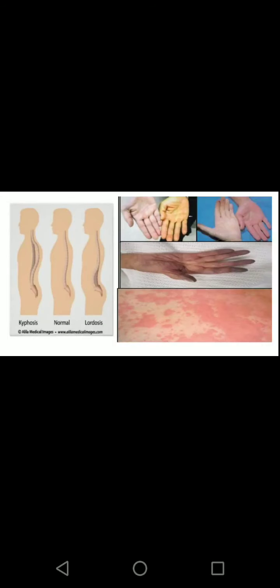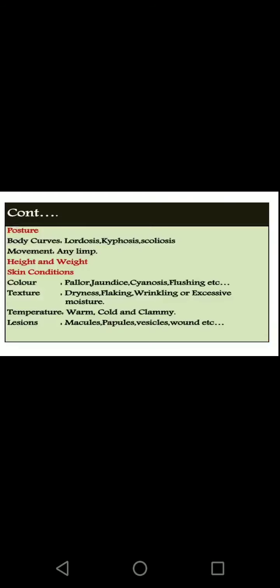You can see the obese patient, thin patient, malnourished, undernourished or well-nourished patient. Then mood; in this picture all things are shown. Then you are going to check the posture and body curves: lordosis, kyphosis, scoliosis. Lordosis is an inward curve of the spine. Kyphosis is the spine moving forward. Scoliosis is a sideways curvature of the spine.